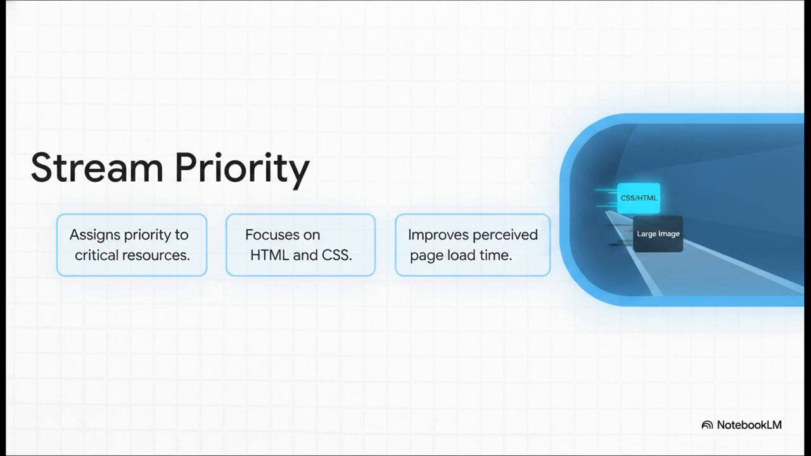Clients actually provide contextual knowledge to the server here. Without this prioritization, the server might just dump a giant image onto the wire before the vital CSS, which would honestly result in performance worse than HTTP/1.1.